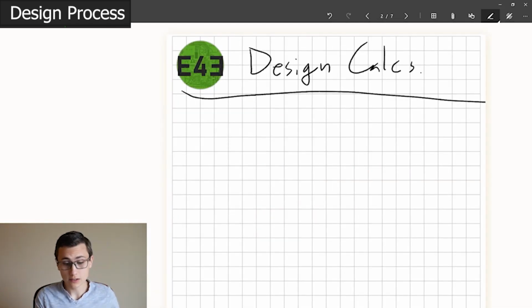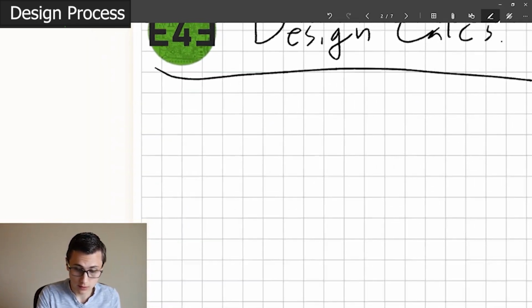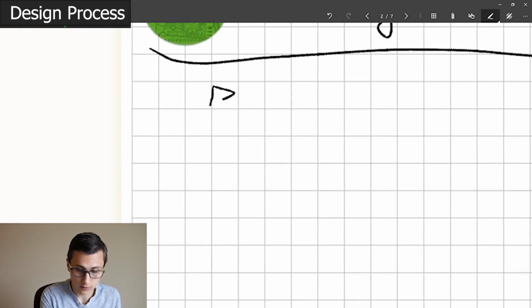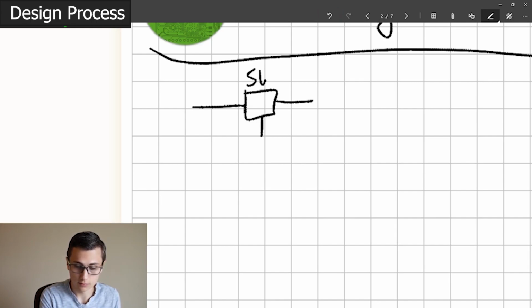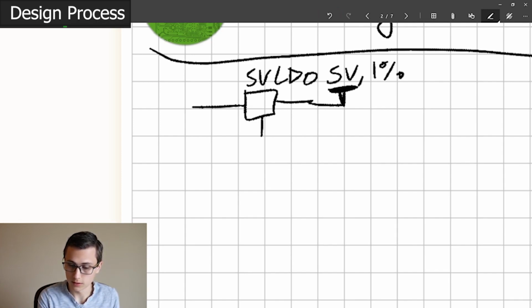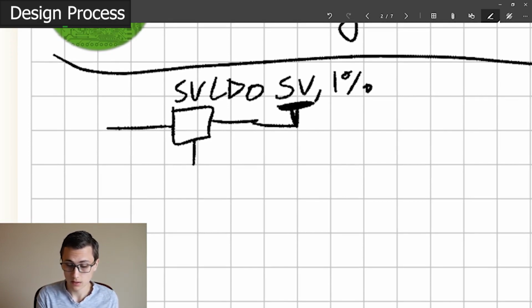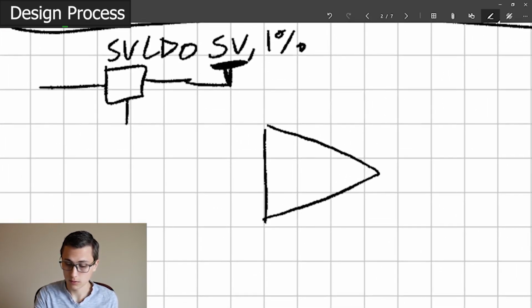Where do we start? We need to start with the architecture. How is this going to look? We've got our 2 inputs. I'm just going to rough this in. Let's pretend this is a 5 volt LDO. So then we've got a 5 volt 1% rail, which means it's a 1% tolerance around 5 volts. Sweet. And we're going to use that to power a comparator.